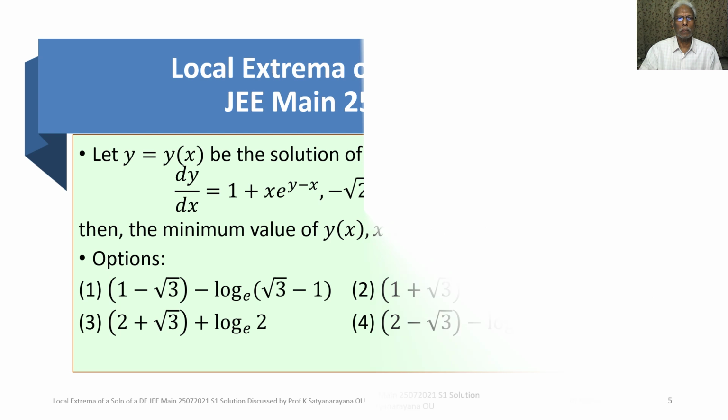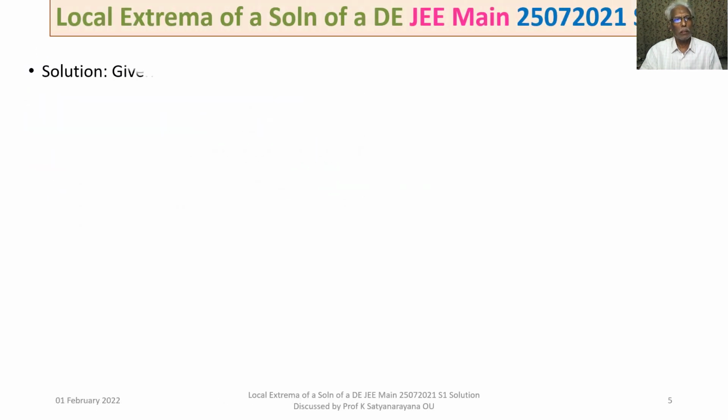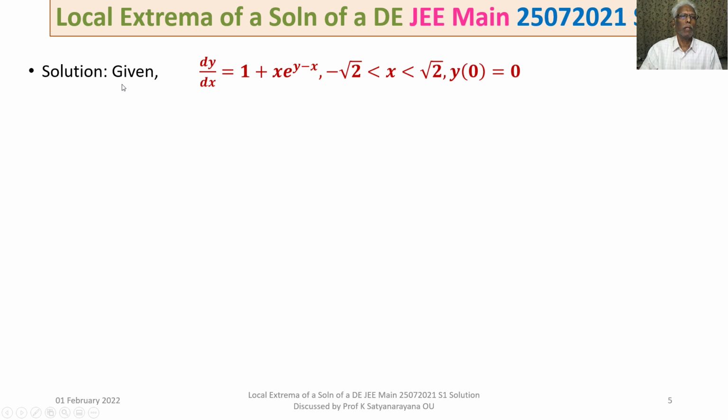We now discuss the solution of that given initial value problem. So we are given the differential equation and the domain where the solution should lie, that is x belongs to the open interval (-√2, √2), and the initial condition y(0) = 0, and that is why this is called the initial value problem. So first, let us consider the given differential equation, dy/dx = 1 + x e^(y - x). Let's call this equation 1.